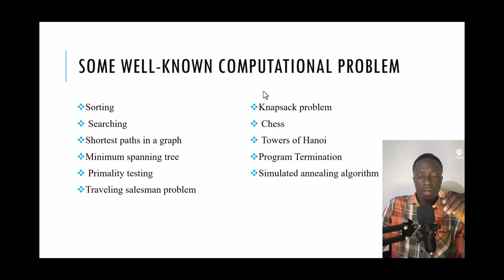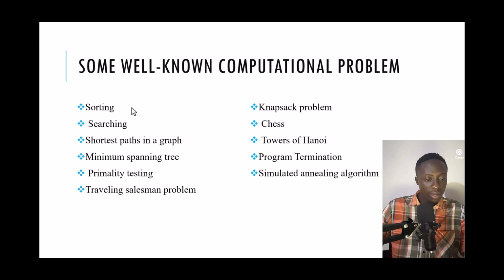Now let's look at some of the popular algorithms out there. The first one we should look at is sorting algorithms. There are popular algorithms that people have sat down and designed to sort numbers. For instance, we have bubble sort, we have insertion sort, and so on. Some people have actually devised algorithms to undo sorting. And also there's another algorithm on searching.